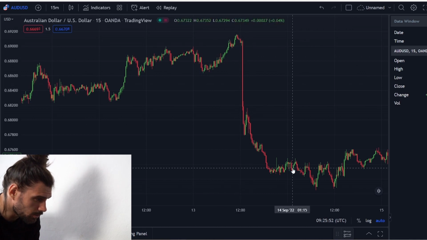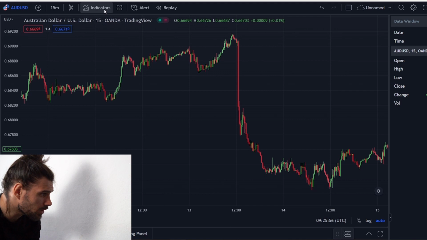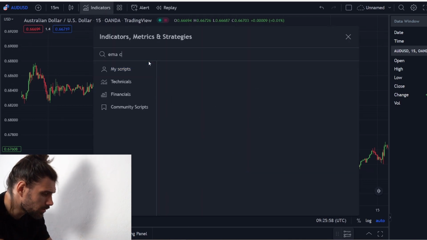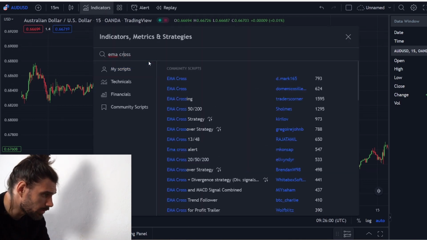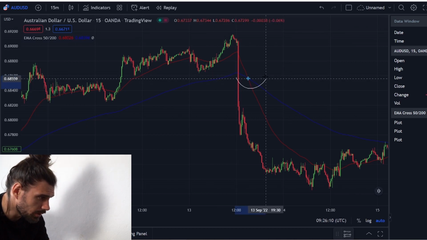So now here in front of me is the Australian US dollar, and we can see here the market broke to the downside and is starting to form a bearish momentum. So just to be sure, we add some EMAs to see where the market is headed. Here the 50-200 EMA cross, and we see we had this bearish cross between the 50 and 200 EMA.